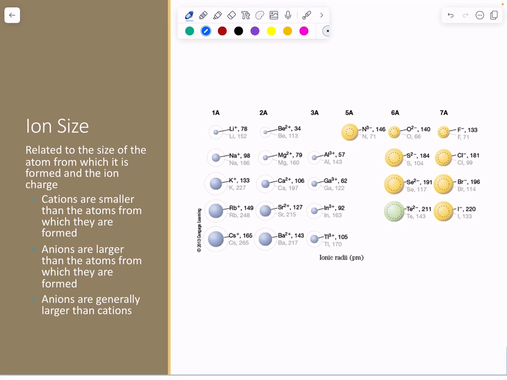Your ion, in terms of its size, is going to be related to the size of the atom from which it came, as well as the charge. So the key trend: cations, since you're taking an electron away, are smaller than their neutral atoms. And then anions are going to be larger, because you're adding electrons to them.